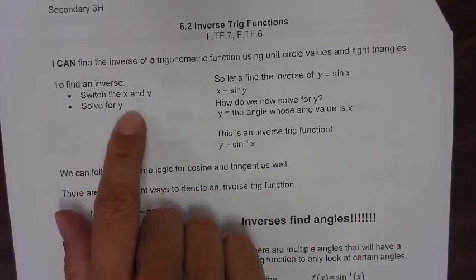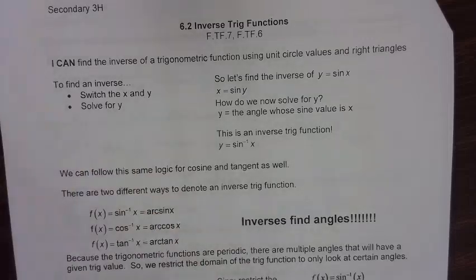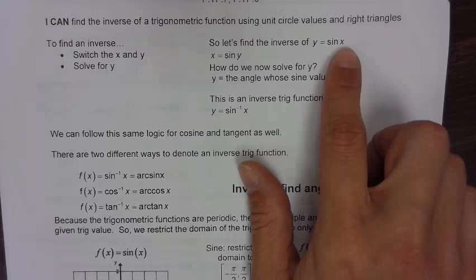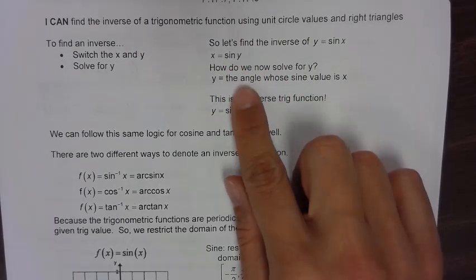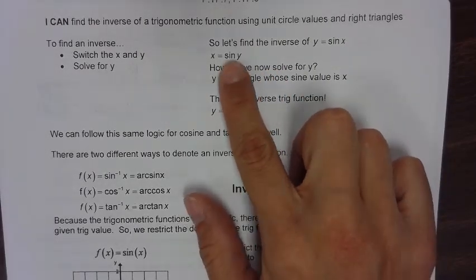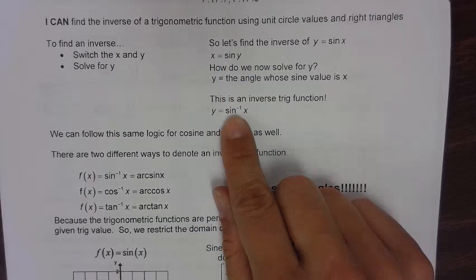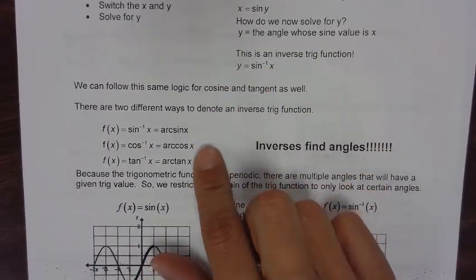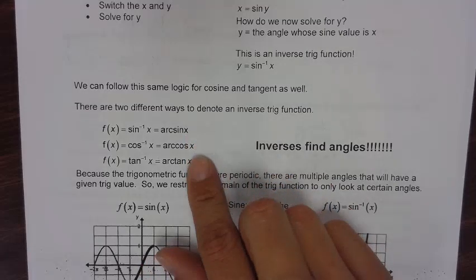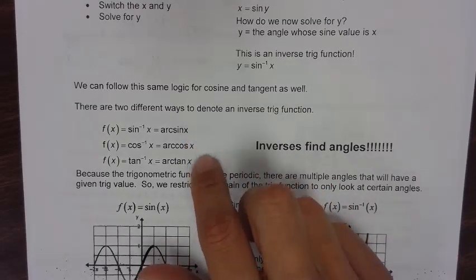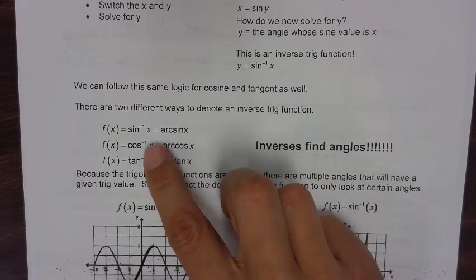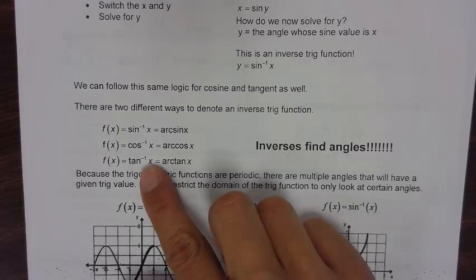So to find an inverse, we switch x and y, and we solve for y. So if we were to find the inverse of sine x, I would switch x and y and then solve. Of course, to get rid of the trig function and only keep y, you would do the inverse trig function. These are other ways to represent the inverse trig: arc sine, arc cosine, arc tangent. You'll see these mostly during calculus, but for now we're going to use the inverse.